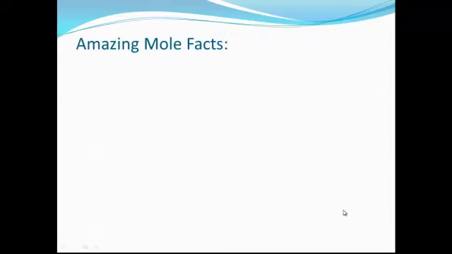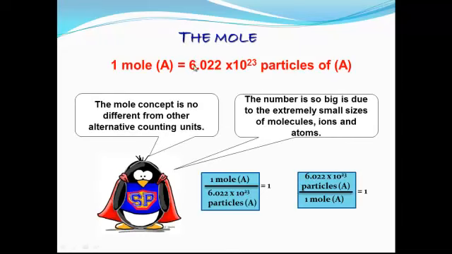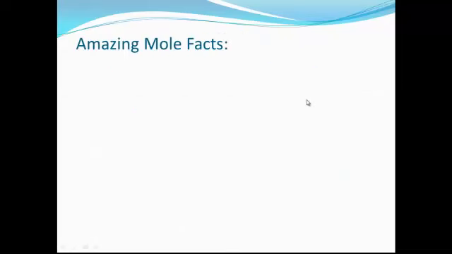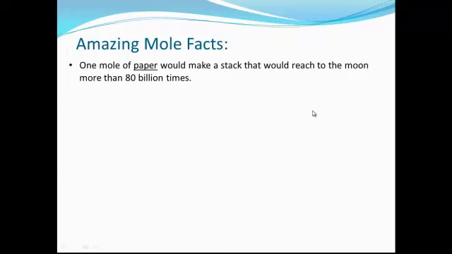Let's pause and have some fun. This number, 6.022 times 10 to the 23rd, is called Avogadro's number. Take a look at this to give you a physical sense of how big that number is. If we stack 1 mole of paper, one piece on top of each other, that stack can reach the moon and back more than 80 billion times.